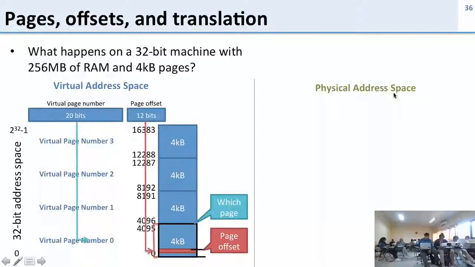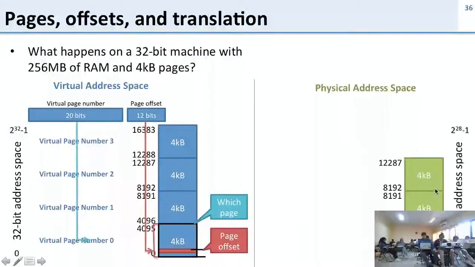Now, when we look over here in the physical address space, we have the same thing with our pages here, and we've got a smaller space here because we only had 256 megabytes of memory. And we have the same two questions to ask to figure out where this data is. Which page is it in, and what's the offset within that page?